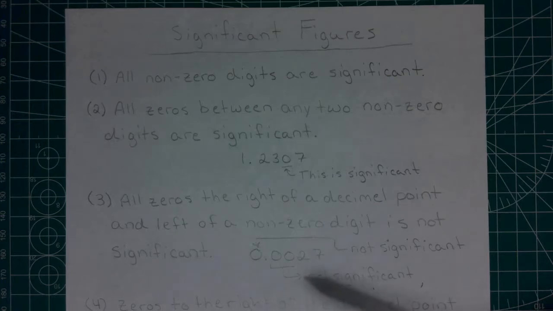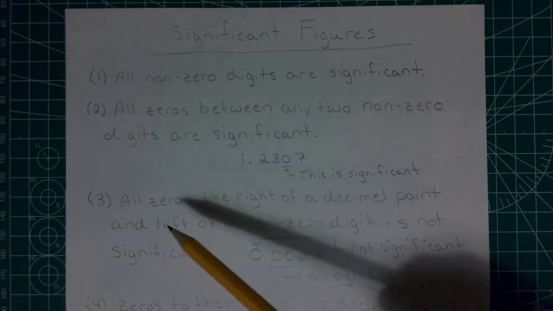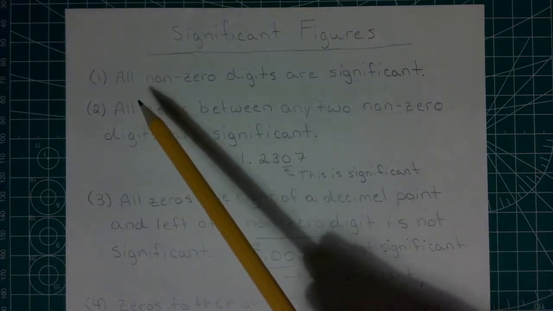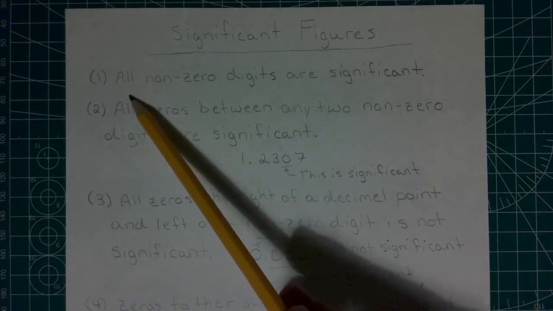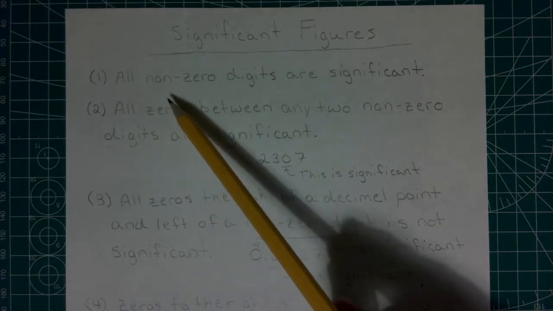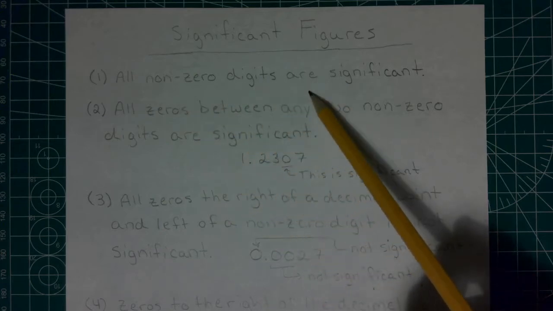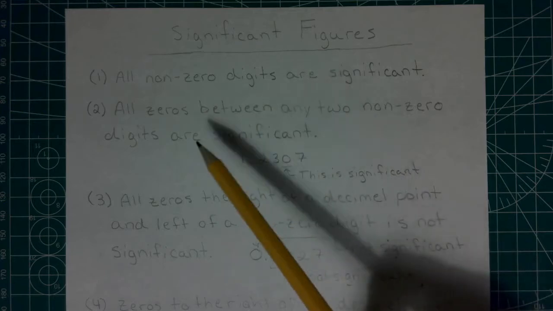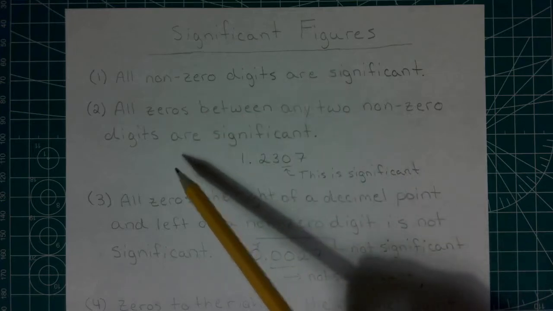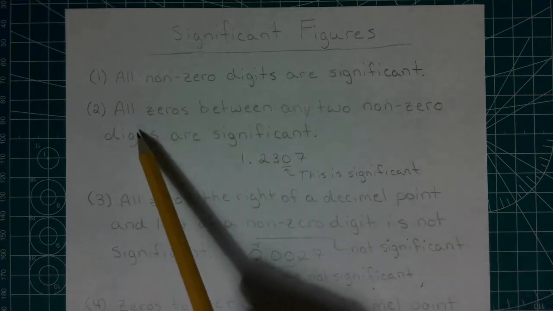So there are a couple of rules, and most of them revolve around what we do with the zeros, because those are usually the confusing ones. So that's kind of reflected in our first rule here. We have all non-zero digits are significant. So anytime you write a 1 through 9, those are all significant. Okay? It's only whether or not these zeros are significant.